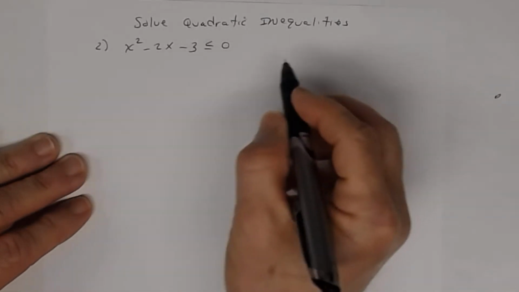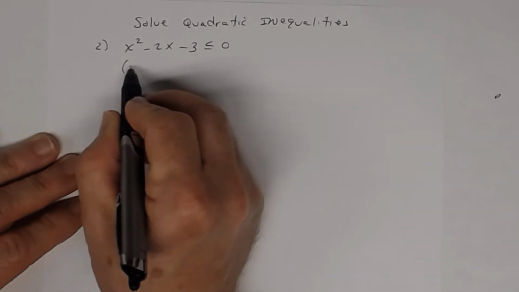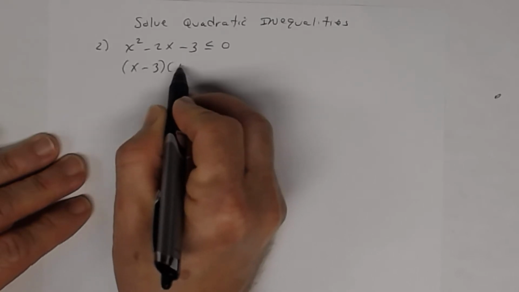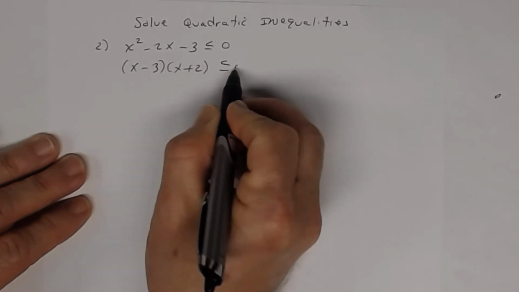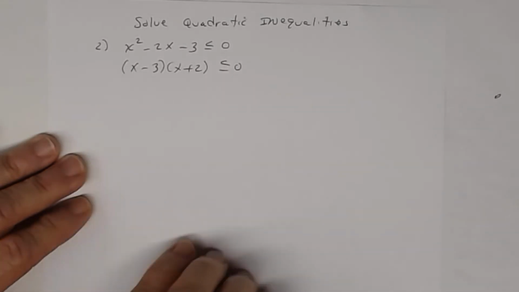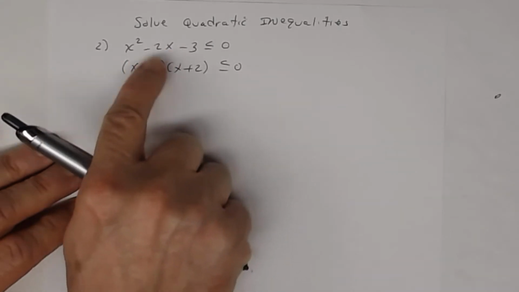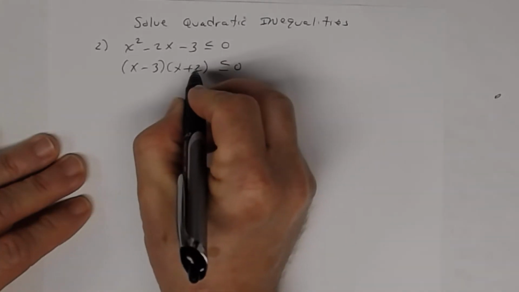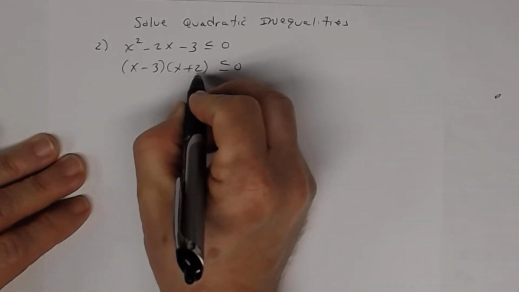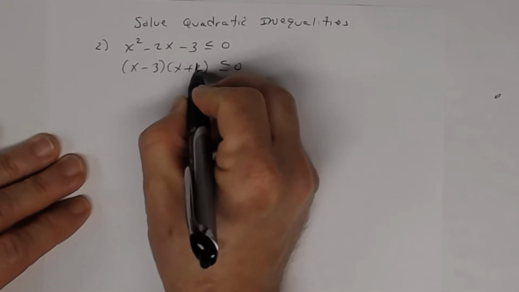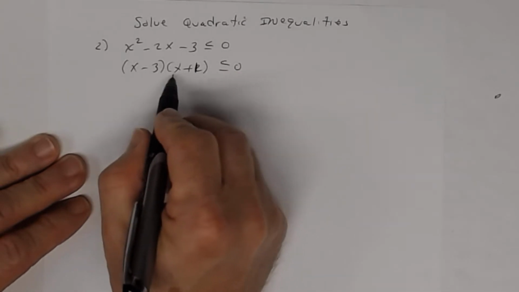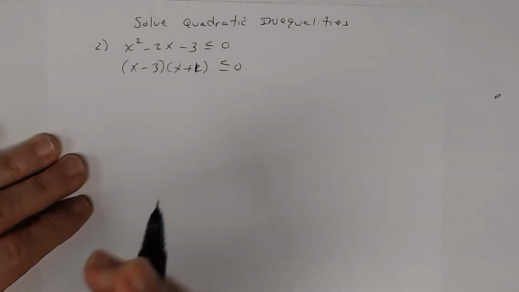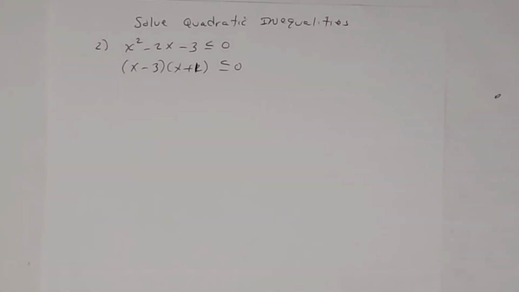When I factor, I get x minus 3 times x plus 2 is less than or equal to 0. Make sure you keep that inequality symbol, though. These two are the same inequality problem. Oops, I didn't mean for that to be 3. I'm sorry, that should be 1 right here. So that's 3, that's 1. Let me make sure I did this correctly: x minus 3, x plus 1. Yep, okay, now it's correct.